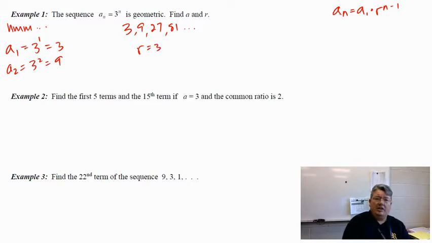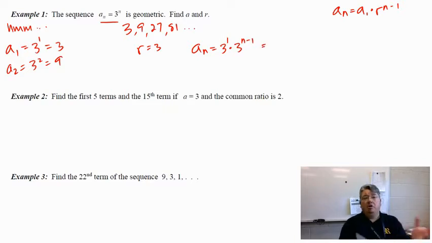Well, why doesn't it look like this? Check this out. If I put it in this form, a sub n equals 3 times, that's the first term, 3 to the power of n minus 1. Well, why isn't that there? Well, this is 3 to the first. And a long time ago in a world far, far away, we learned if I'm multiplying two exponentials with the same base, I can add their exponents. So I add the exponents, 1 plus n minus 1. Well, 1 plus n minus 1, the ones cancel, and I get 3 to the n.